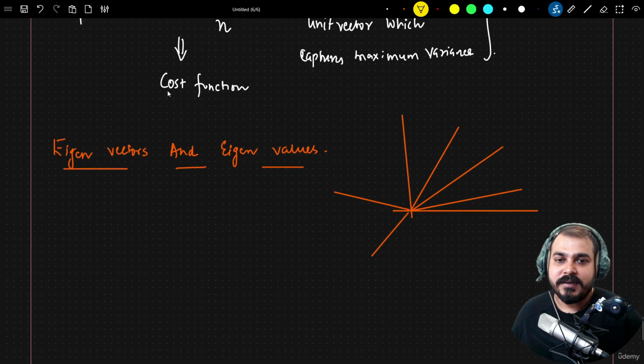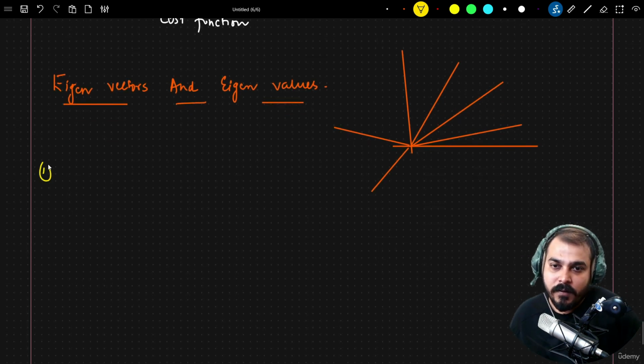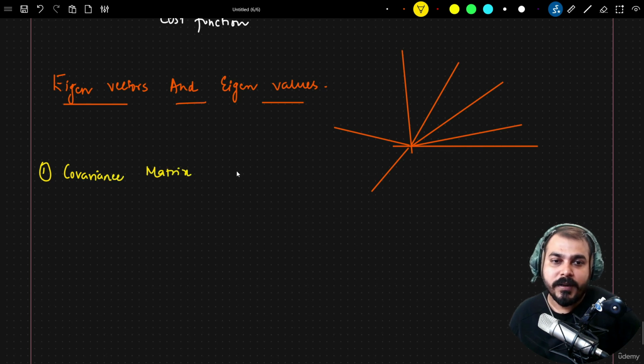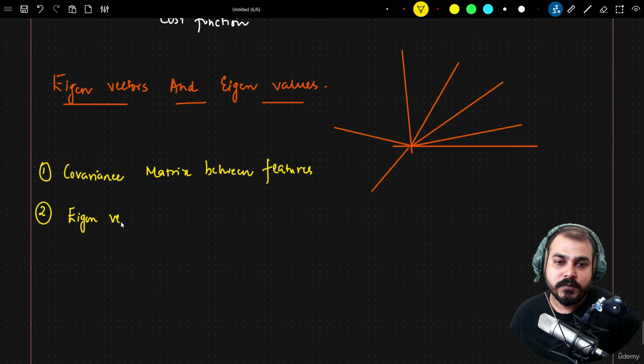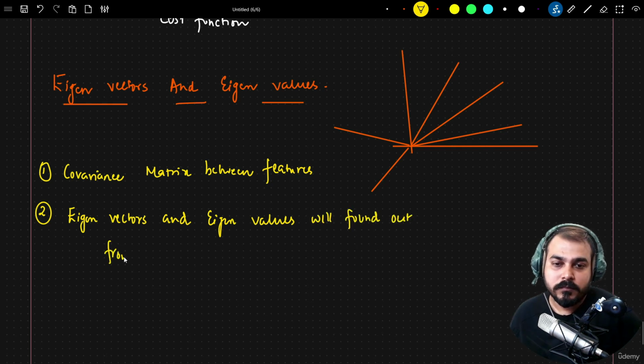And there are some steps, right? That are steps which are involved in this. First of all, the first step will be that I really need to find out the covariance matrix between features. And in order to find out eigenvectors and eigenvalues, what I need to do is that these eigenvectors and eigenvalues will be computed or will be found out from this covariance matrix. How? That we'll discuss about it, don't worry.